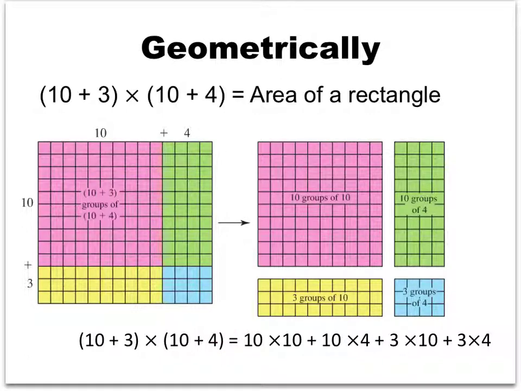And so again, we see how this illustrates the FOIL property, how we take our first to get 10 times 10, and then the outer 10 times 4, and then the inner 3 times 10, and then the last 3 times 4. So there's a way of illustrating the FOIL property geometrically.